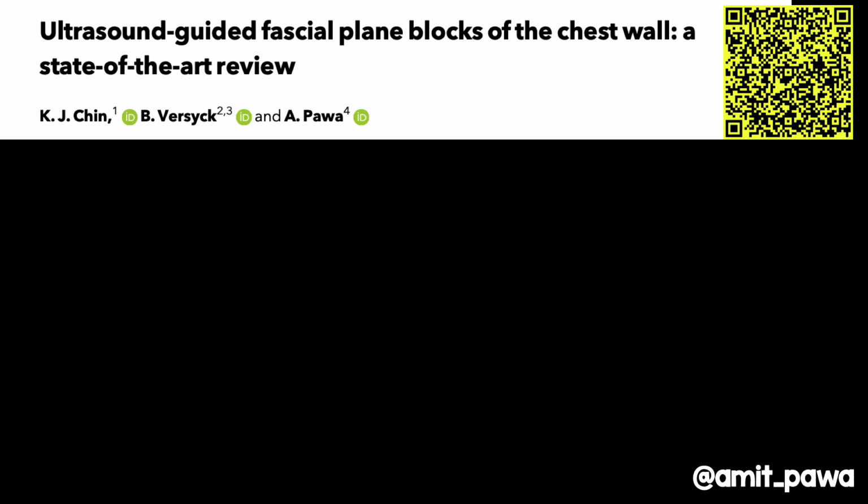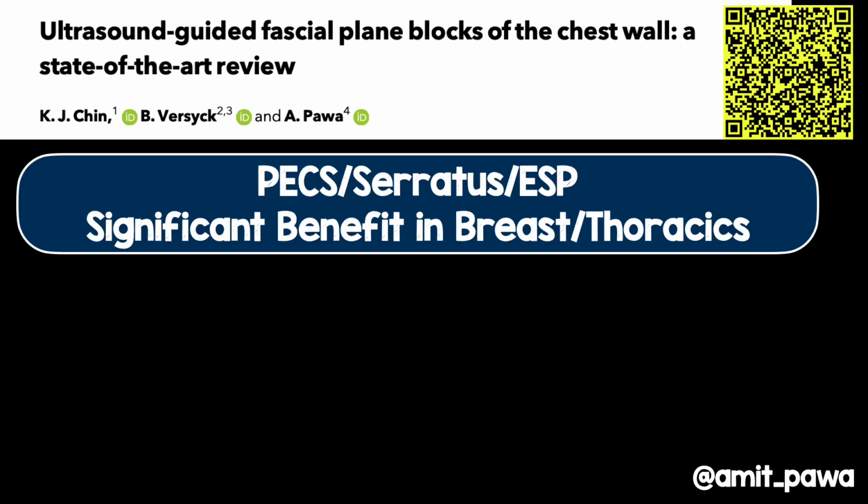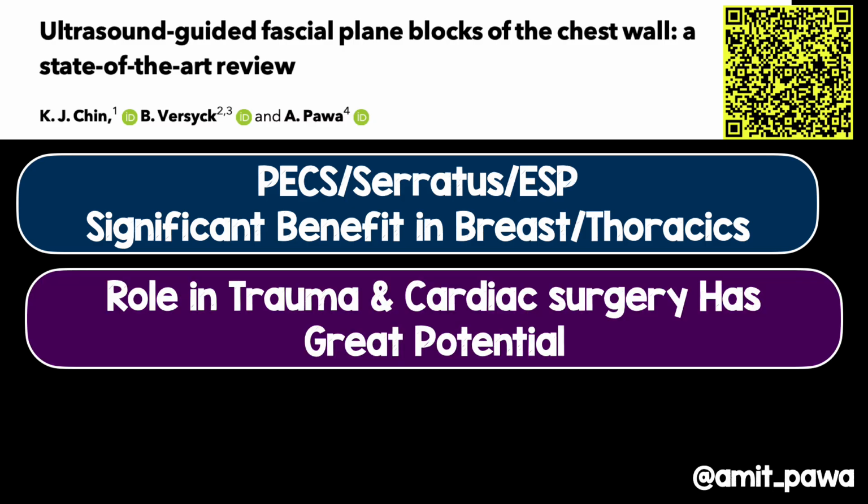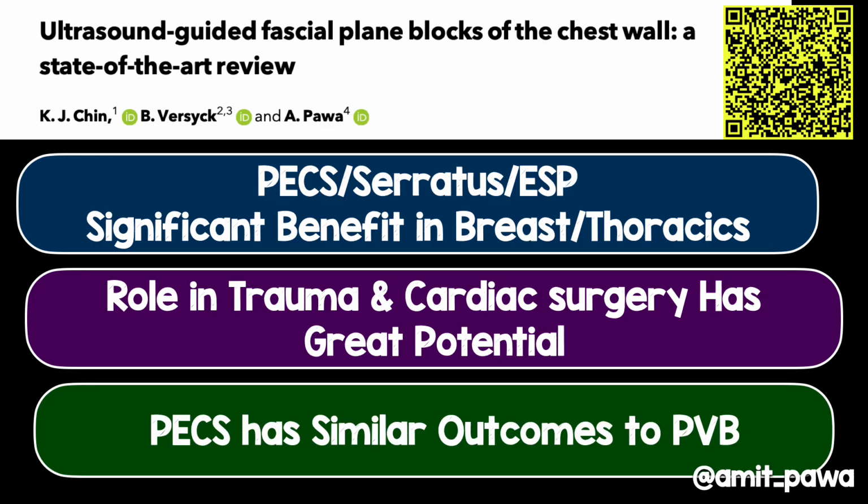I also did a narrative review with Keegan Chin and Barbara Versyck, and we highlighted the fact that PECS, serratus, and ESP have a significant benefit in breast and thoracic surgery, and also fascial plane blocks have a role in trauma and cardiac surgery, and it has great potential. And we also again commented on the fact that PECS blocks had a similar outcome to paravertebral blocks.